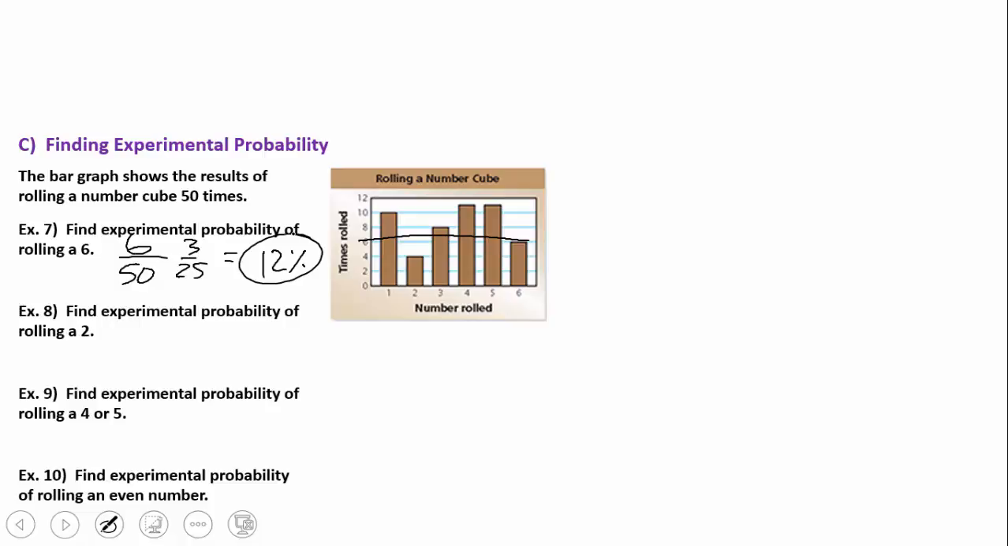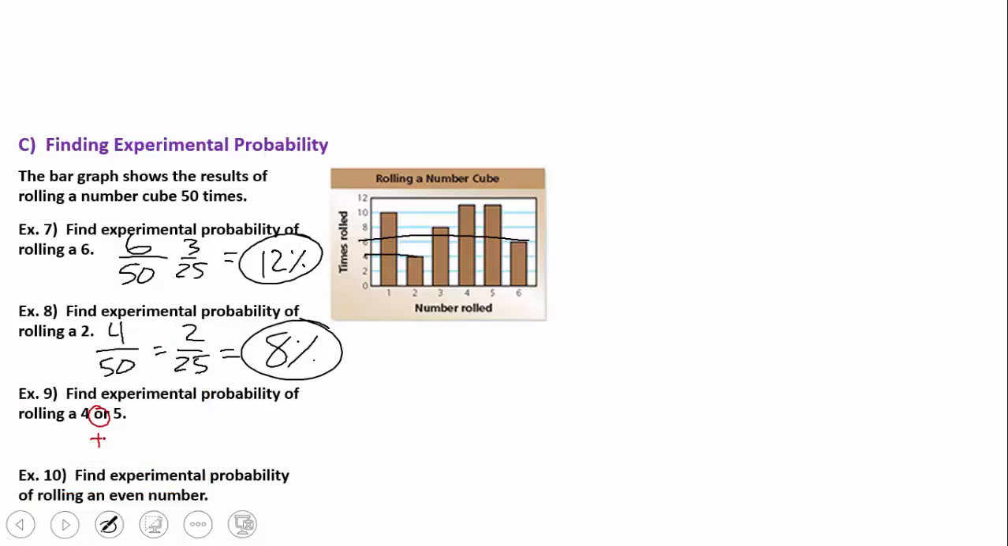Going on to number 8, find the experimental probability of rolling a 2. I come over to the 2 and go across, and that is 4 out of 50, which is 2 out of 25, which is 8%. Find the experimental probability of rolling a 4 or a 5. This 'or', a very key important word. It means we're going to add.